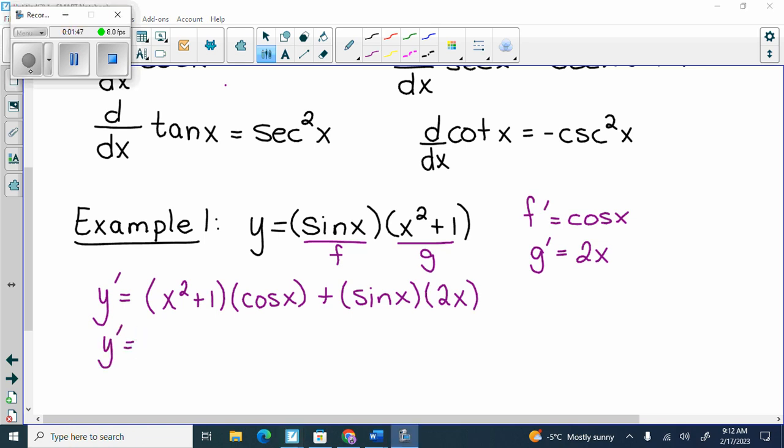So here we have x squared cos x, and then 1 times cos x, so plus 1 cos x, which is cos x, and then plus 2x sin x.